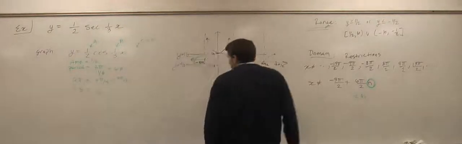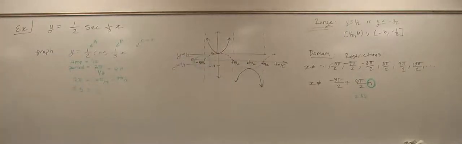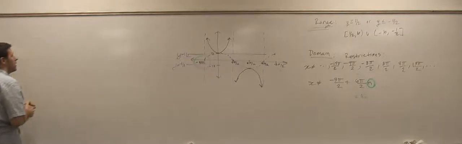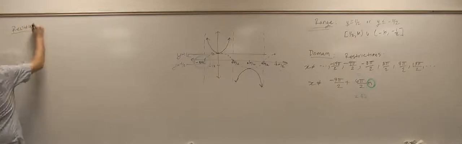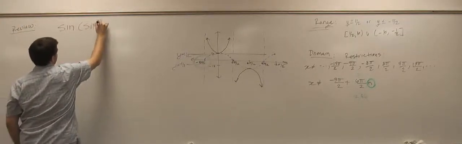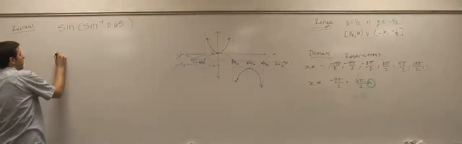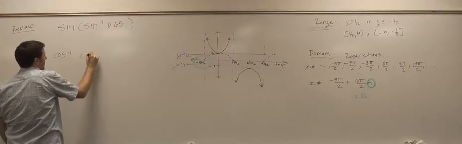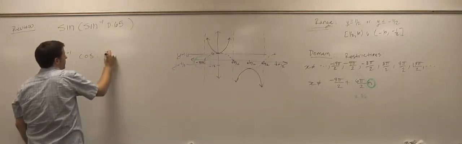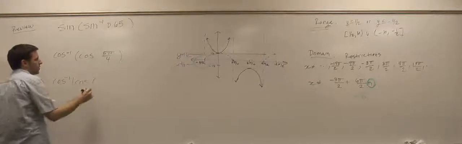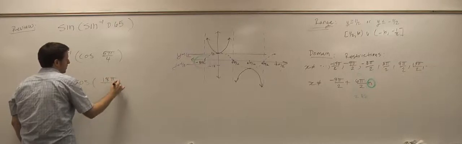Let me finish up 7.1, 7.2, which is inverse trig functions. We're a little bit behind. We left off talking about things like sine of sine inverse of, I don't know, 0.65 or something. Or maybe cosine inverse of cosine of 5π/4. Cosine inverse of cosine, give you one more to think about here: 18π/17.